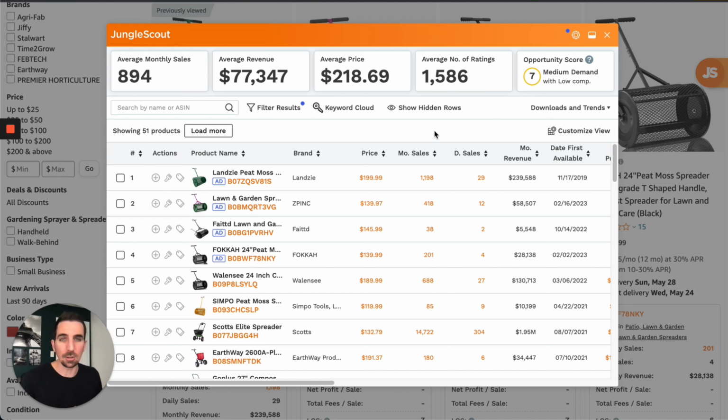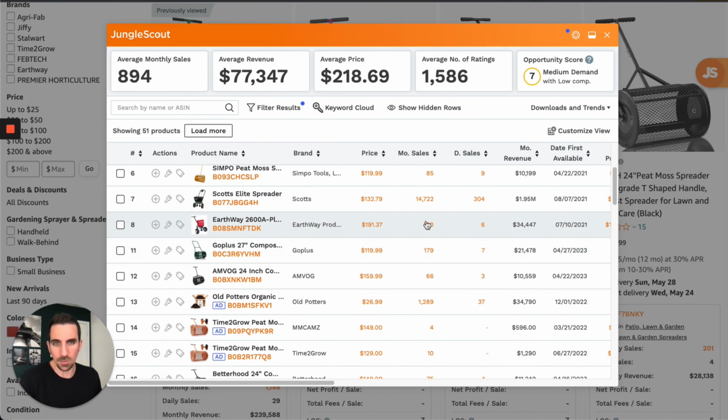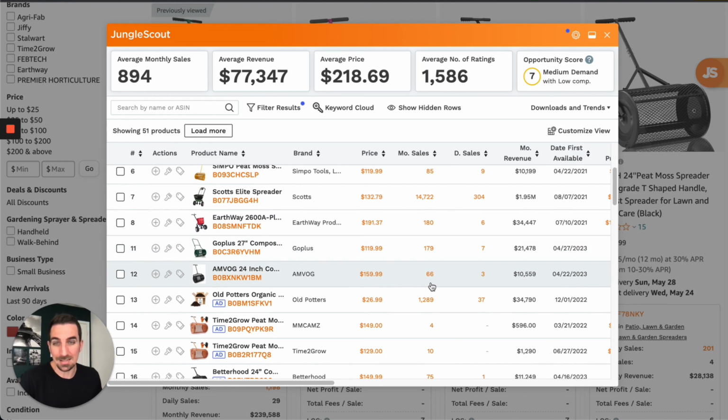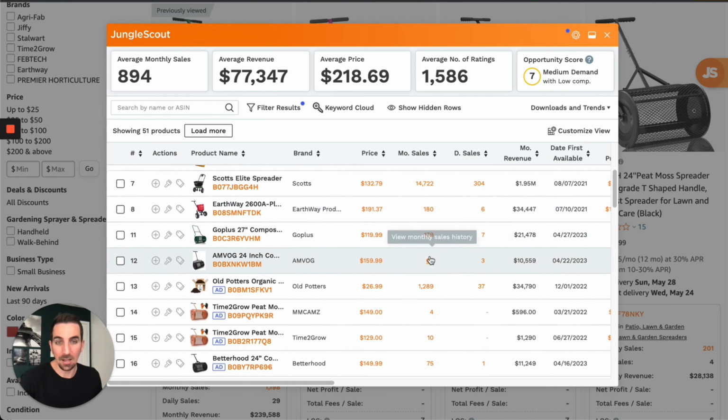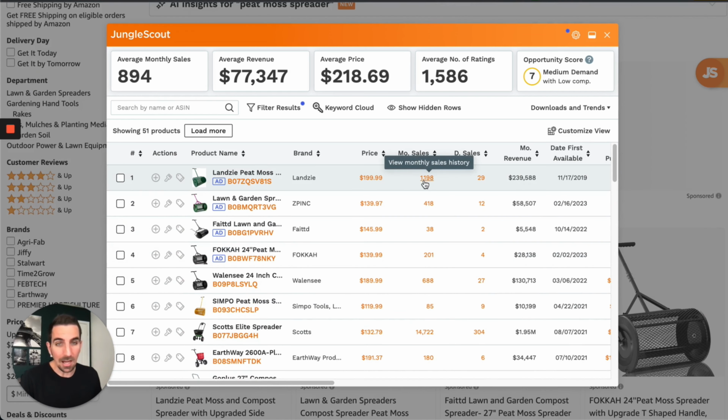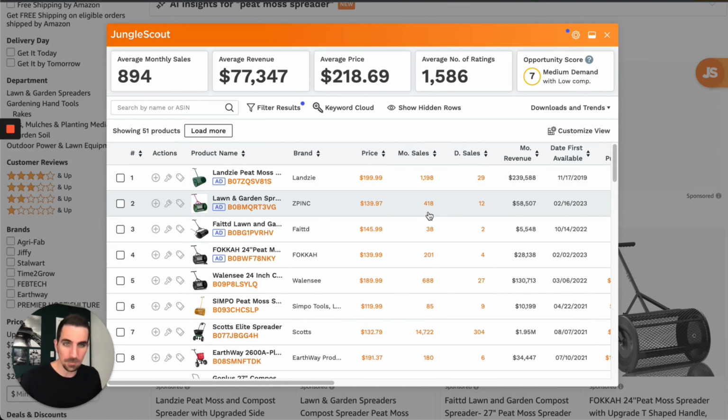So the first thing that I look at is the monthly sales. I want to make sure that they're selling at least 300 units in a month, and as we can see here, on average they're selling almost 900 of them, so there's clearly demand for these products. But some of them are not really doing so well. They're only selling about 66 of them, or maybe 180. Others definitely are selling a lot in a month's time, so there is demand for this product.